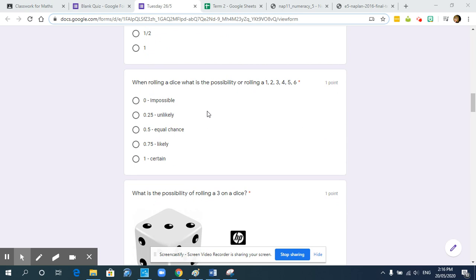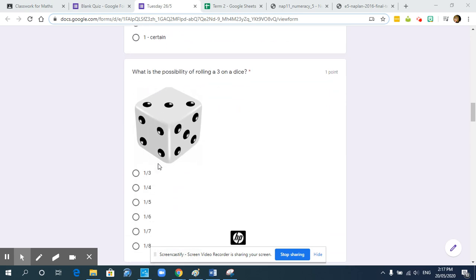When rolling a dice, what is the possibility of rolling a 1, 2, 3, 4, 5, or 6? Is it 0? Impossible. 0.25? Unlikely. 0.5? Equal chance. 0.75? Likely. 1? Certain. If you've watched the video, this one will be very easy.